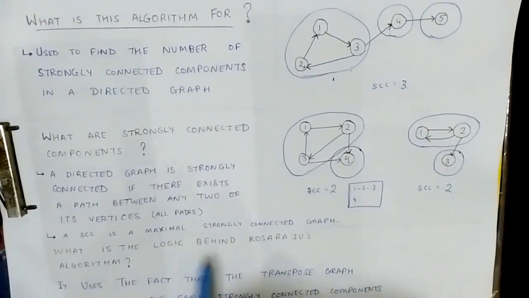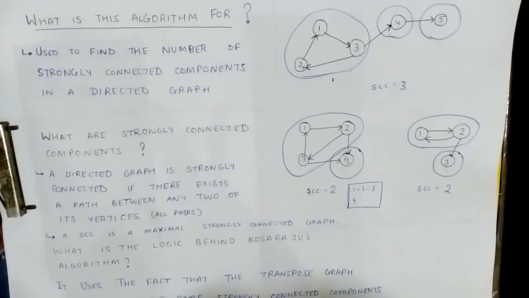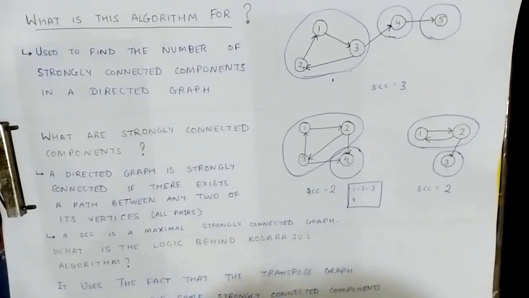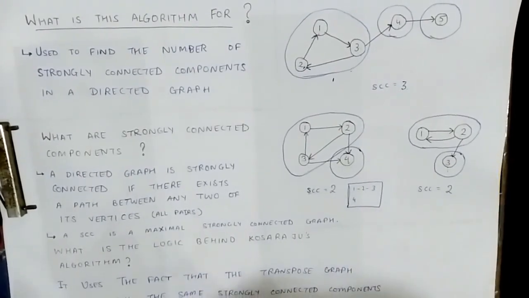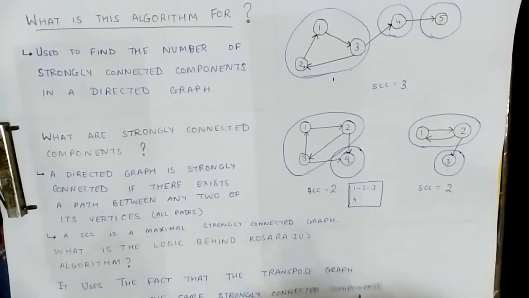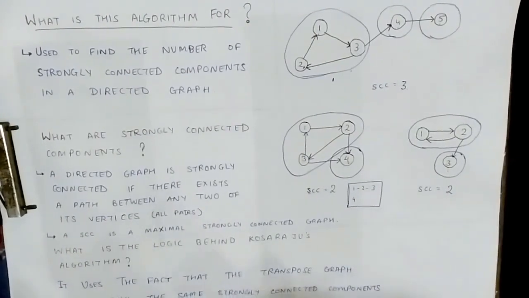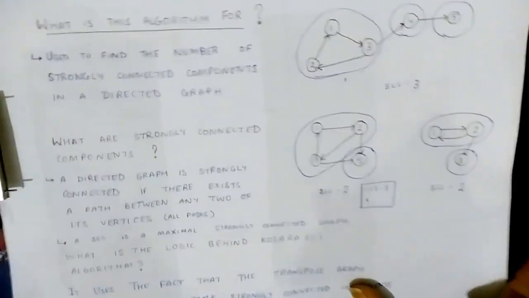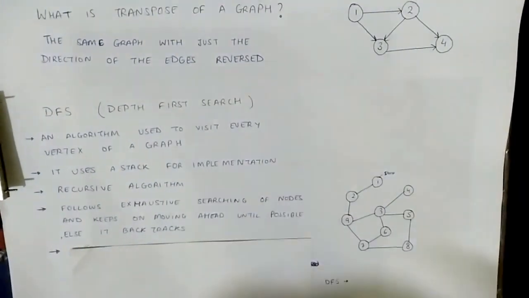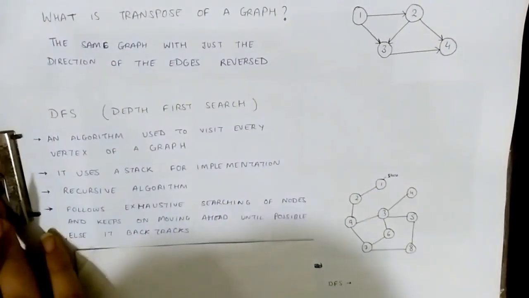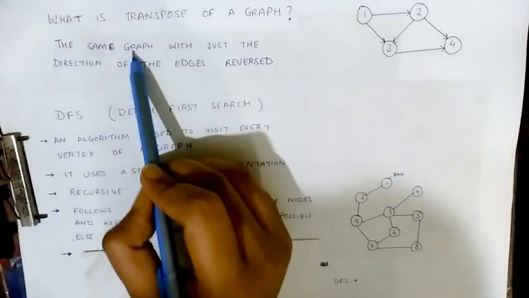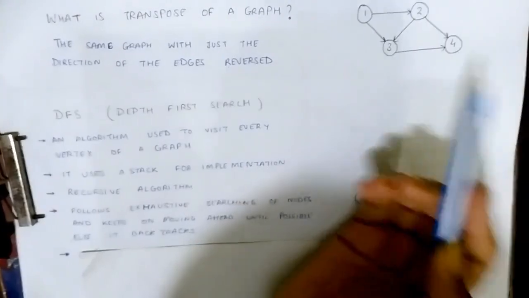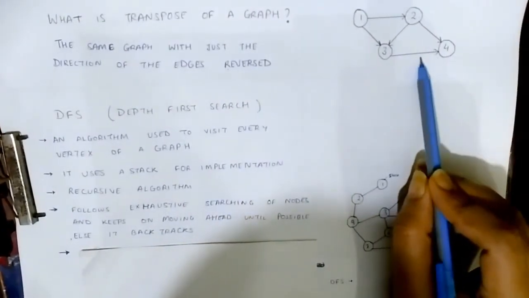Now, what is the logic behind Kosaraju's algorithm? It uses the fact that the transpose graph has exactly the same strongly connected components as the original graph. Now we need to see what is the transpose of a graph. Transpose of a graph is the same graph with just the direction of the edges reversed. For example, we have this graph here, right?